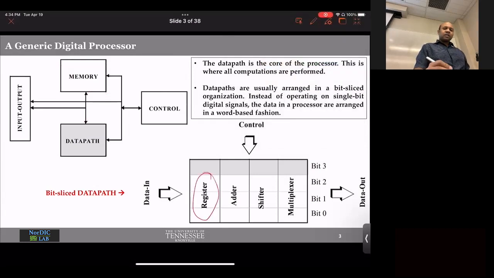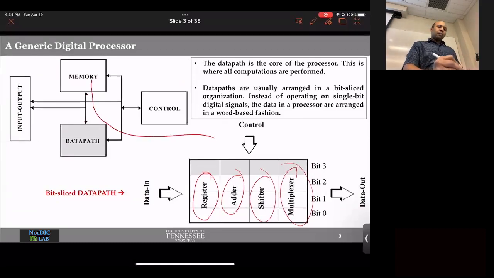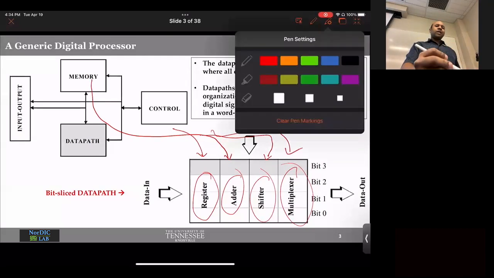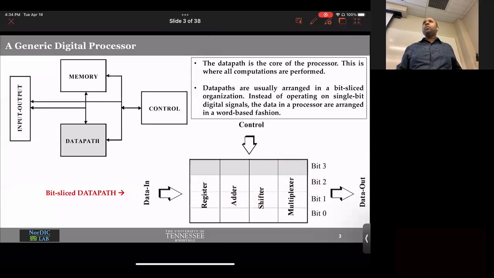Okay, and data path is made out of multiple segments. Like we have registers, we have adders, we have shifters, we have multiplexers. Depending on what you want to do, you bring in that memory and provide as input to maybe the adder, maybe the shifter, maybe the multiplier, maybe the register, depending on what you want to do with it. Okay, so all of this, obviously, is a really high level simplistic view, but just to give you some perspective as to how this data path is made.